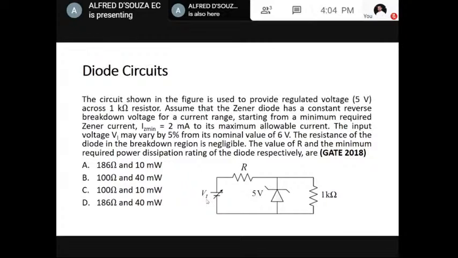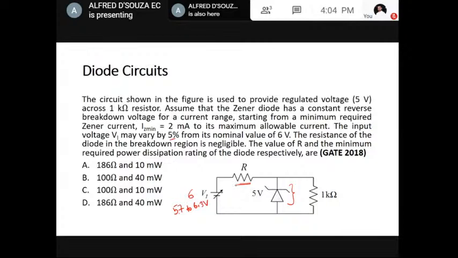But the input is given, the nominal value is given as 6 volt, but a 5% variation is there. So it can vary from 5.7 to 6.3 volt. You'll have to find out the value of the resistor R and what should be the minimum power dissipation of this Zener diode.